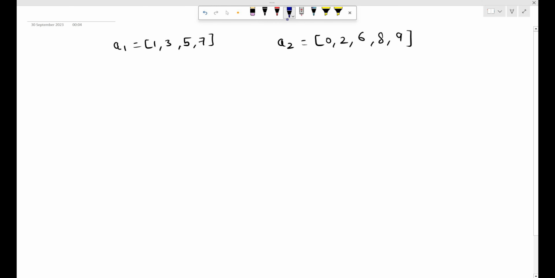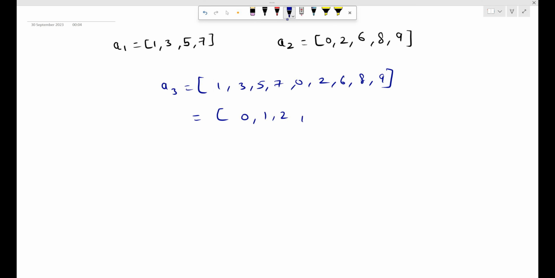What we can do is create a third array and insert both the arrays' elements: 1, 3, 5, 7, 0, 2, 6, 8, 9. Then we sort this array, and what we get is 0, 1, 2, 3, 5, 6, 7, 8, 9 after sorting.